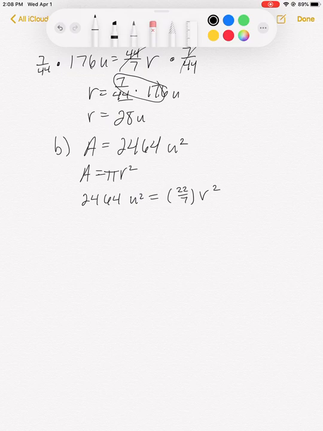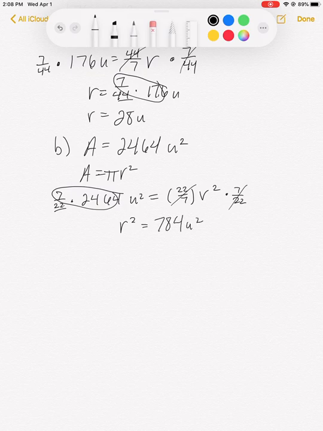Keep our squares in there so we don't forget that. Now to get rid of the 22/7, I'm going to multiply by 7/22 on both sides. This will simplify, so r squared is going to equal 2464 times 7 divided by 22. When you do that, you get 784. To take the square root of both sides, r is going to equal 28 units. So it indeed is 28 units.